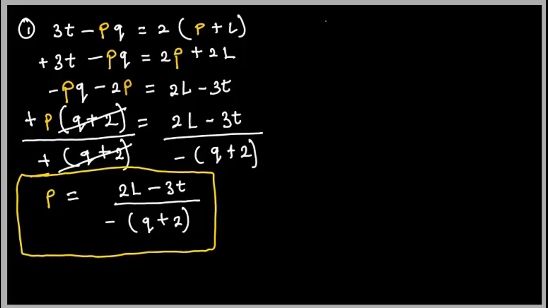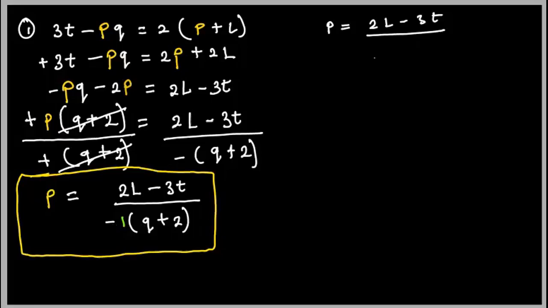This method works for all of them. If you want to involve fraction, you can have different forms of answer. So I have P equals to 2L minus 3T all over. Let me open this bracket down here. Of course, there is no number here, so I can assume there is a 1 inside the bracket. So this becomes minus 1. So let's now open this bracket with minus 1.